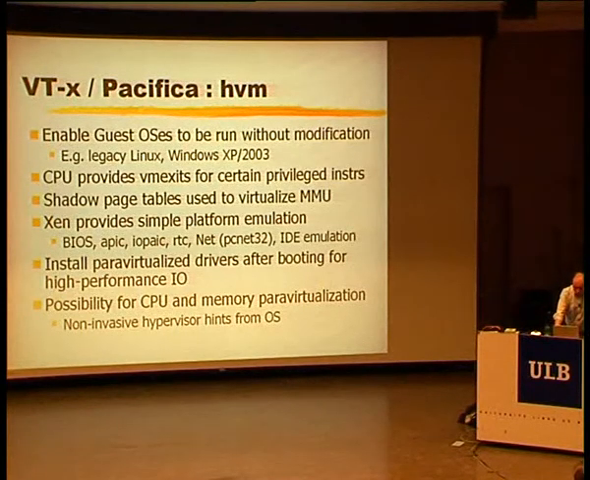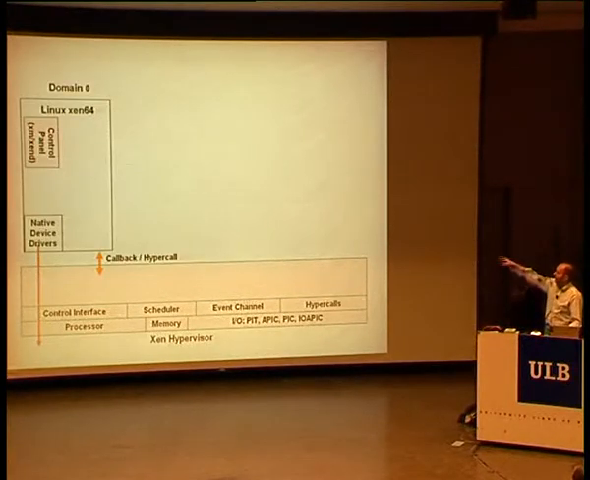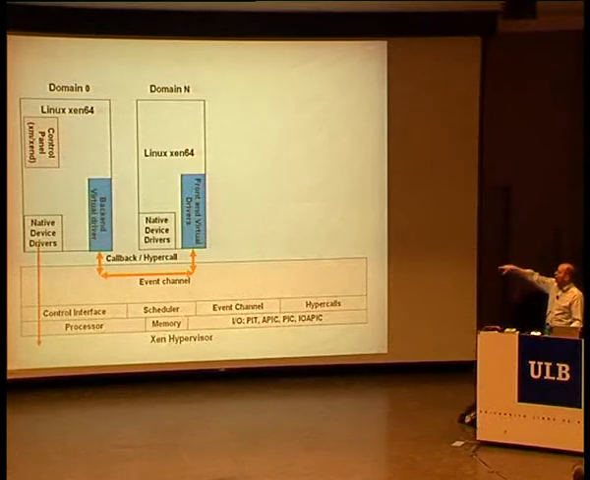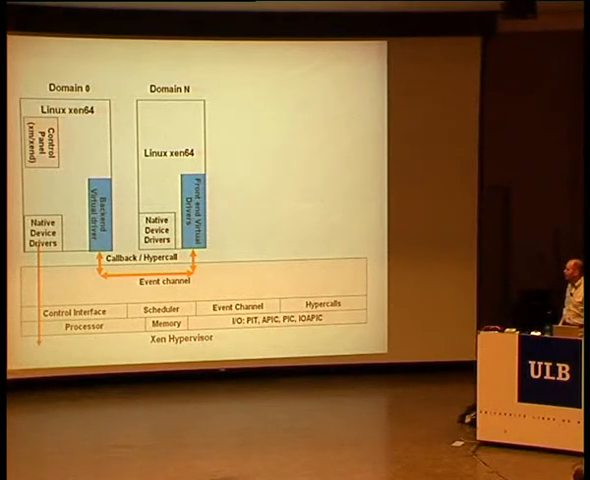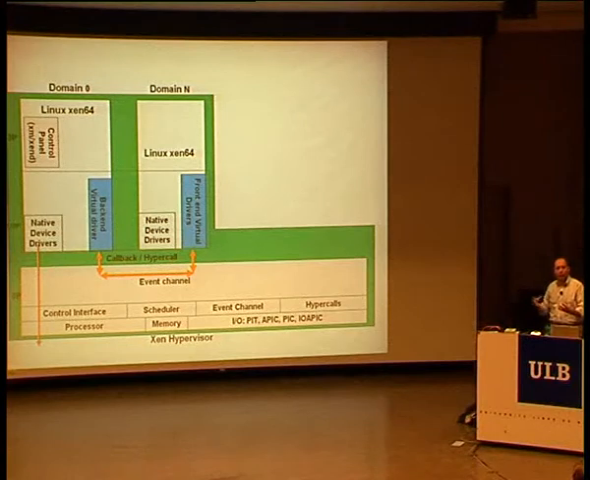So with the advent of VT and Pacifica, which has now been renamed to SVM, the name of the AMD virtualization extensions, we can now run unmodified operating systems. So let's go straight to the diagram and look at how that works. So we have Xen, we have perhaps domain zero, and then one or more other paravirtualized guests. These are guests that have been ported to run natively on Xen. And then using the new CPU extensions, all of these guests run within what's called the root VMCS, or the root context. So that's the most privileged thing in the system.